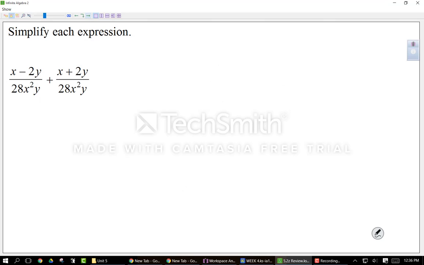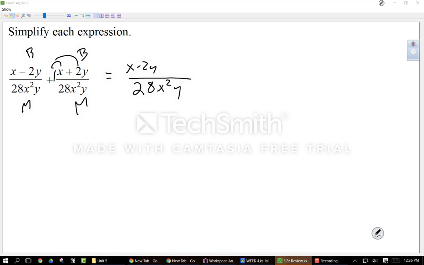Let's look at this particular problem. If I look at it again, my denominators are exactly the same. Remember, they are monomials. It's only one term. This is a binomial up here and a binomial up there. So because I have the same denominator, I can rewrite my answer with my denominator there. Now up top, what do I have? Well, I have x minus 2y. This is a plus 1 that gets distributed, so when I add, it really doesn't change. So plus x plus 2y over that 28x squared y.